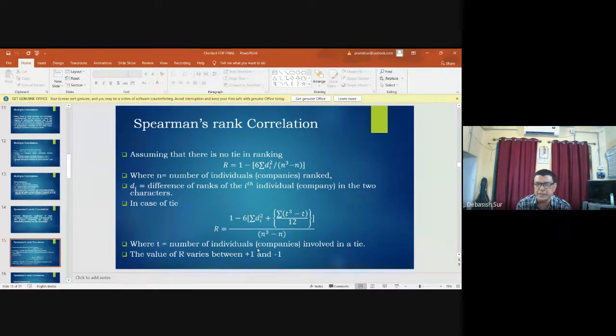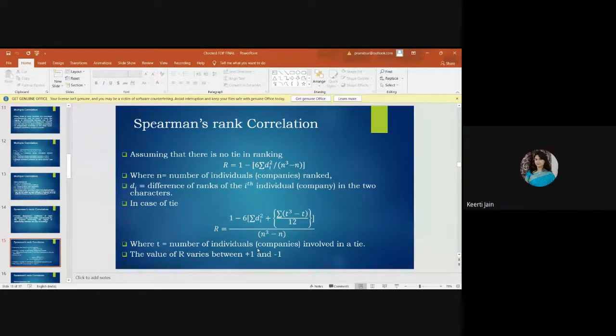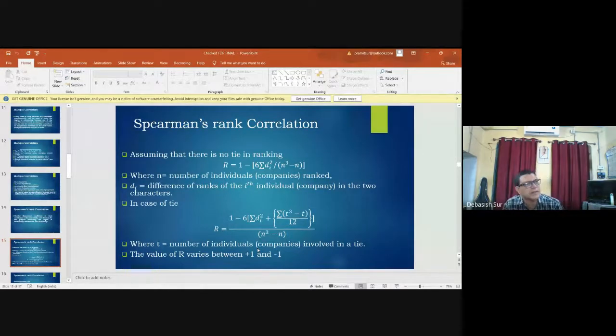But if a tie arises, the second formula we have to use: R equal to 1 minus [sigma di square plus sigma t cube minus t divided by 12] divided by n cube minus n, where the only new thing is small t. Here t is the number of individuals involved in a tie. That means if 3 students got 90 marks, here one tie arises, and 3 students are involved in this tie. Here t equal to 3.